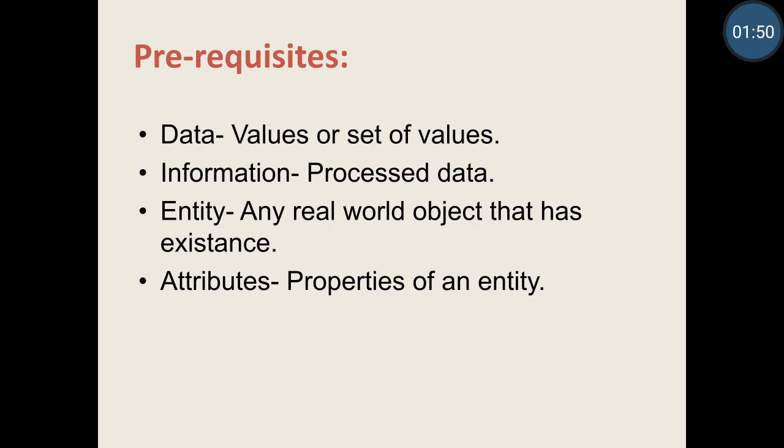Now what is information? Information is processed data. We gather data values or attributes to store information about any entity. But unless we process that data, those data values are useless. So processed data is called information. Processing means to store data in a computer system, to manipulate data, and so on.